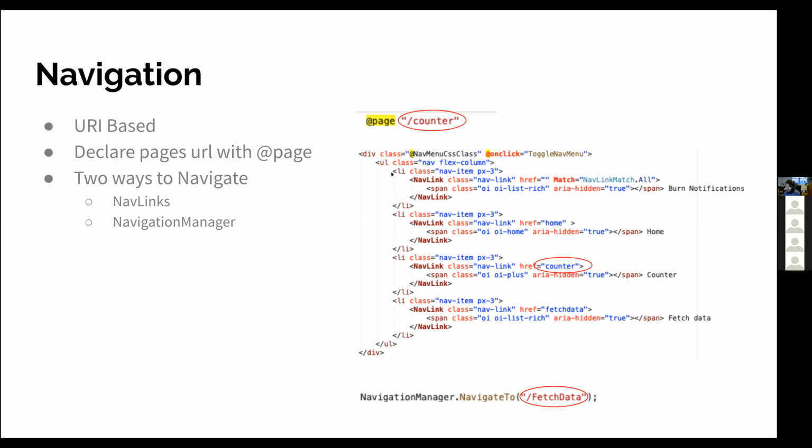So here we've got one with 4 nav links on it, and one of them has the URL of counter. The other option, if you want to navigate to somewhere from in your code, is to go NavigationManager.NavigateTo, and once again, you just put in a URL that'll match what's at the top on that page. So this nav link here, fetch data, will get you to the same place as this NavigationManager.NavigateTo.